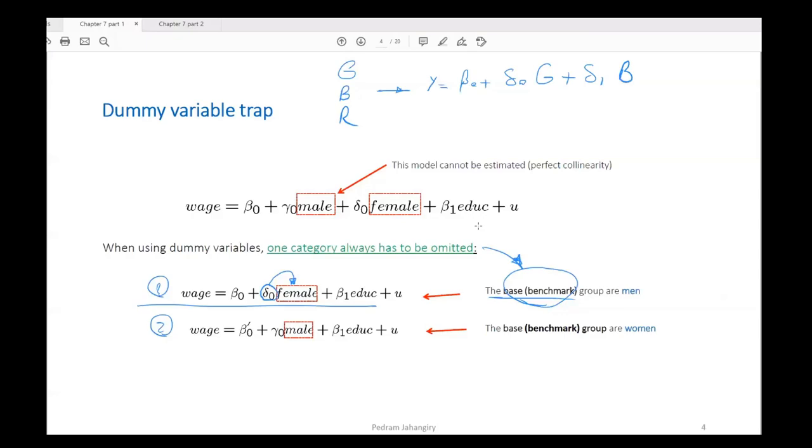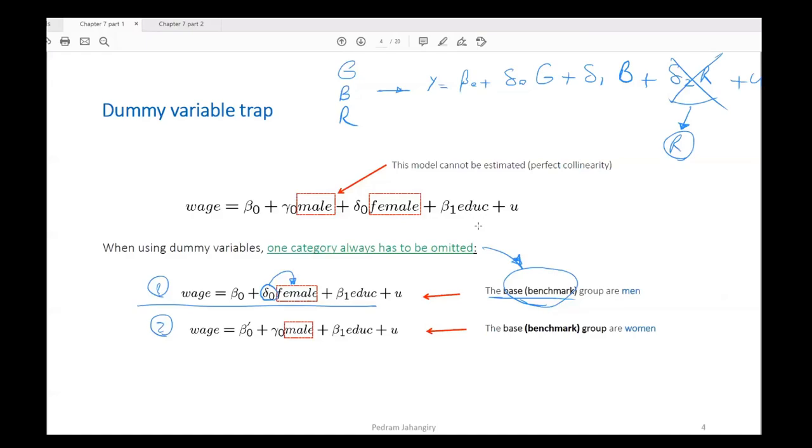And then I stop here. I don't need to add delta to R, right? This is extra. So I just erase it from the model and then say some unobserved factors. This one is dropped from the model, so class R is my base group or benchmark group.